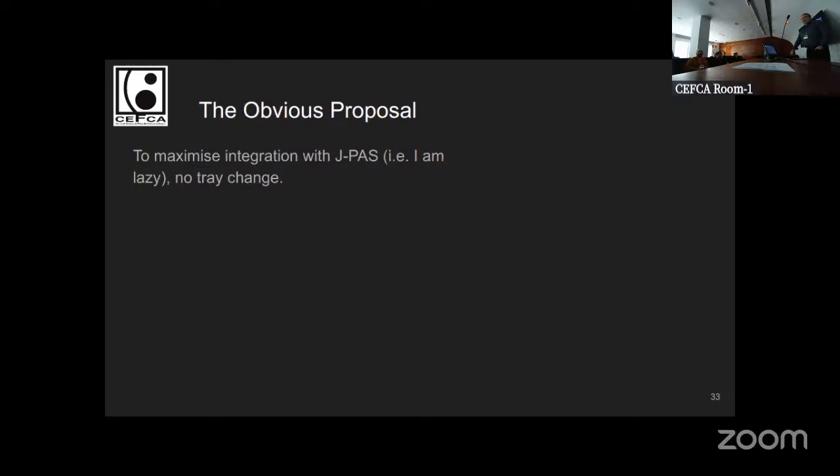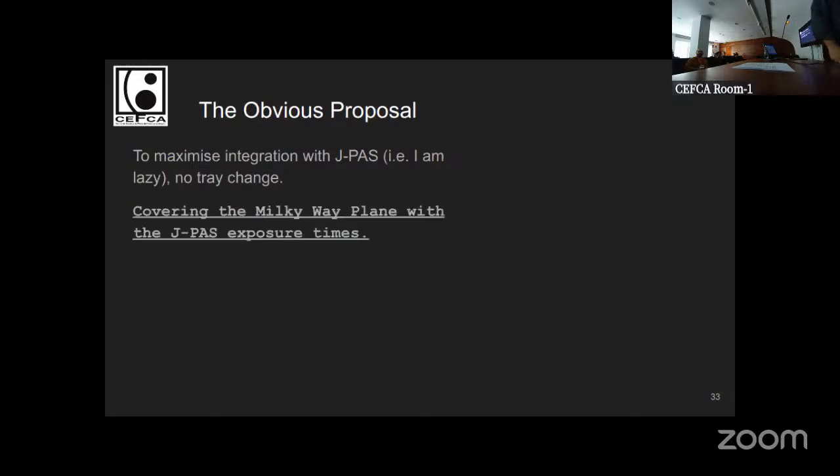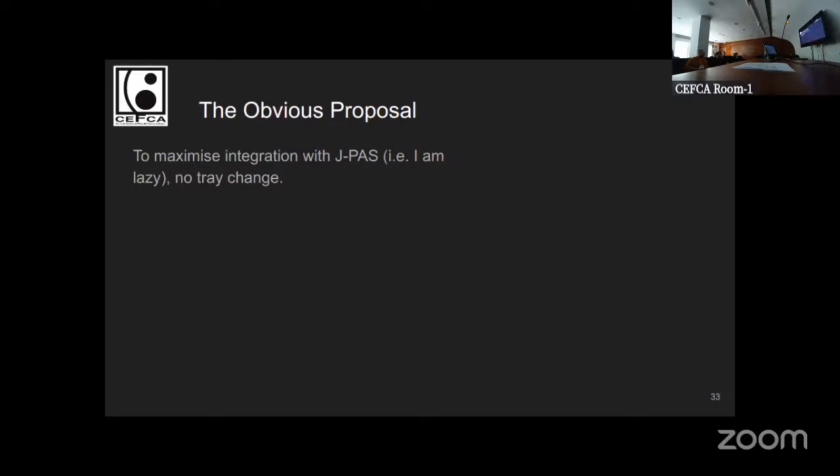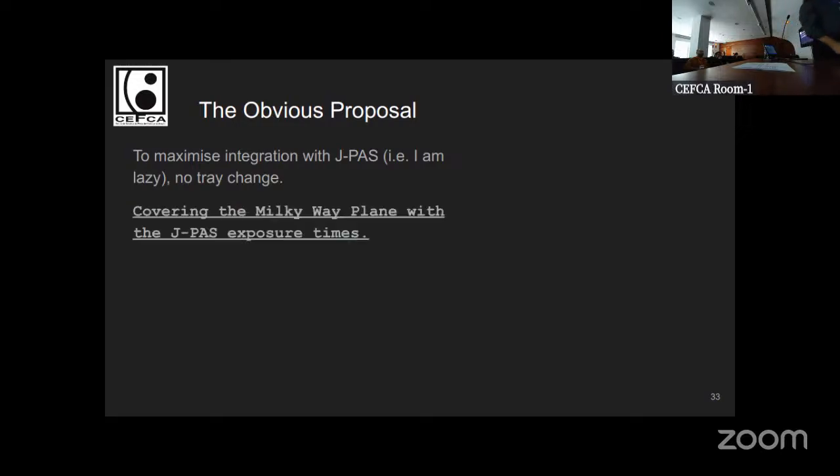So the obvious thing to observe, in my opinion, is to maximize the integration with JPAS, mostly because I'm lazy to think about different observing times. I just take JPAS, and instead of doing it where there's nothing, you do it when there's stuff. So you cover the Milky Way plane with the JPAS exposure times, and the I band you just use whenever it's bad weather.